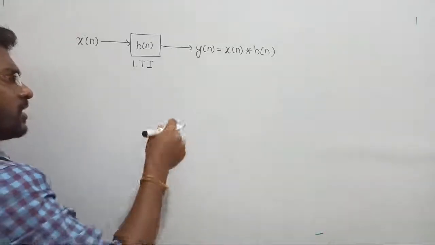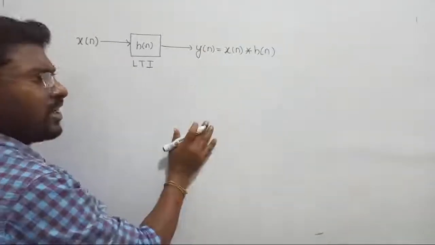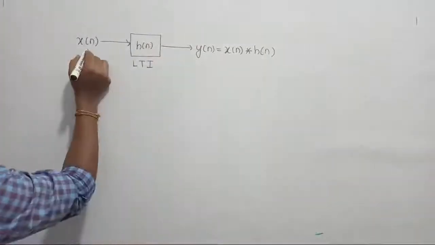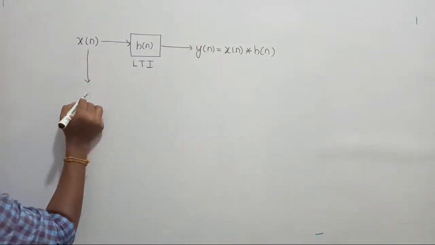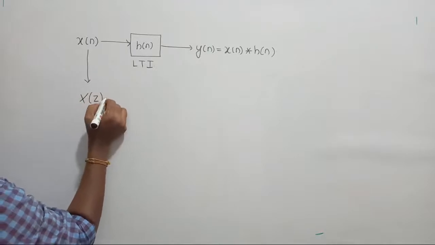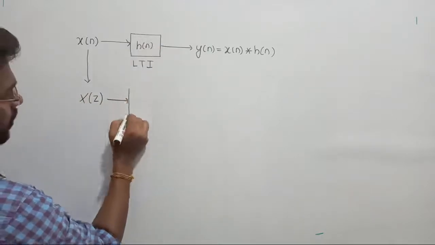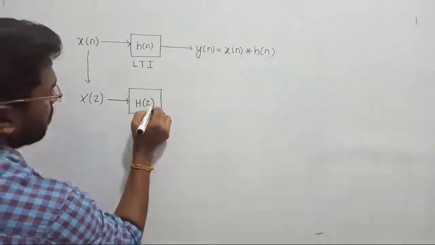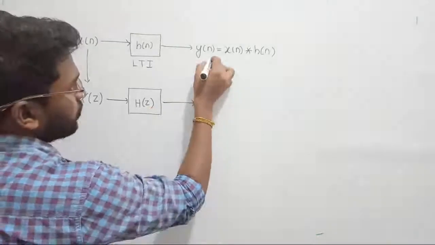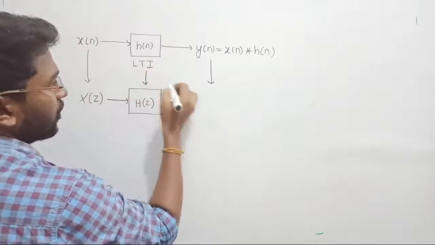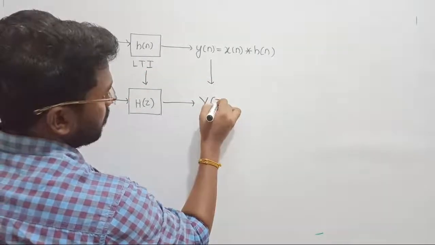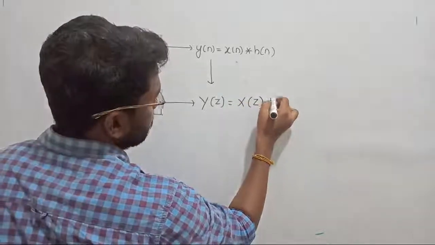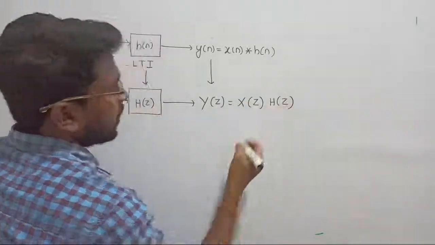If your system and the signal are in convolution in the time domain, then what about the z domain? Its corresponding z transformation can be defined as x of z, and for the system h of z. Then the corresponding output is defined as y of z, which is the product of x of z and the system h of z.